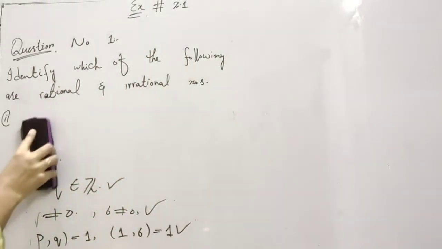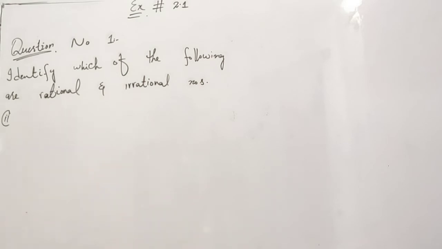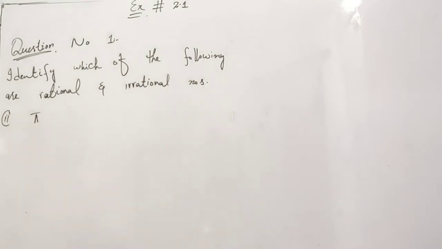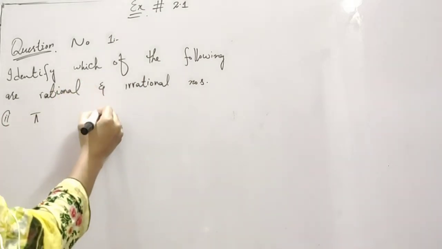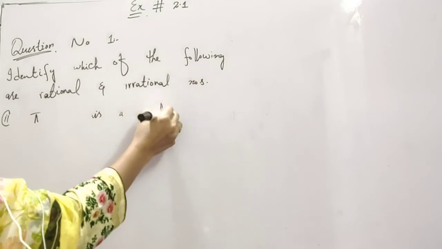Now we will move toward the next part, and the next part is pi. So pi is also an irrational number.